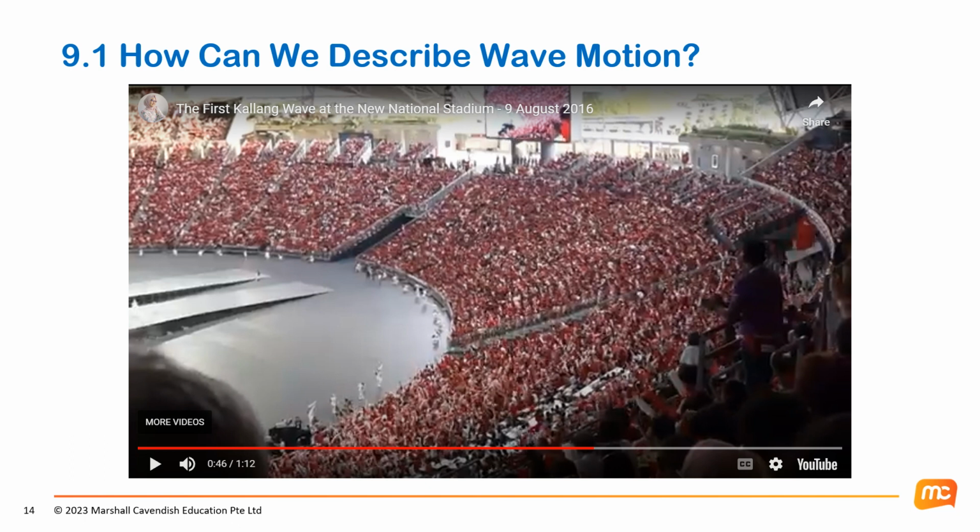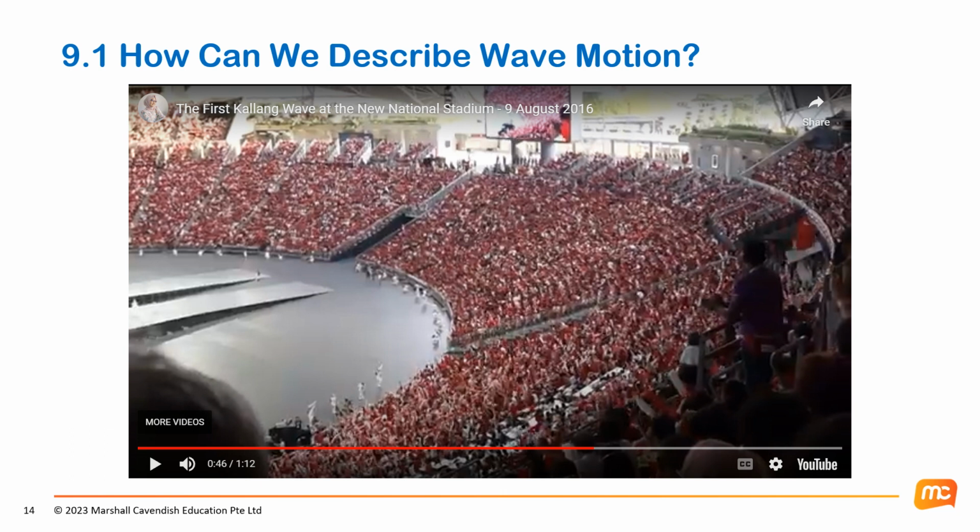People were standing up, or at least raising their hands up and waving the Singapore flag. So this was, I think, the first National Day parade at the new National Stadium in 2016. And you could see that this wave was moving through the stadium. However, the people were not moving along with the wave. The people that make up the wave are like the particles in the wave, or the medium that transmits the wave. Everyone was just moving up and down, standing up or raising their hand, and not actually moving from left to right through the entire stadium itself.